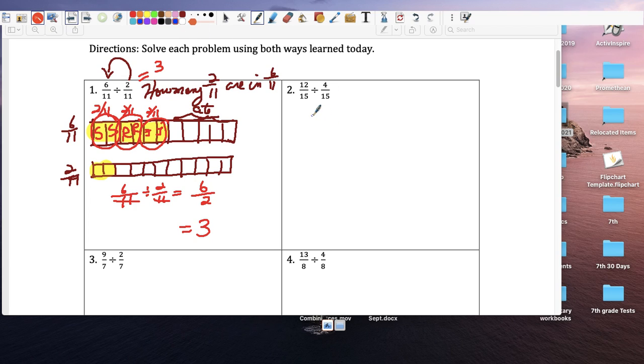Next, let's draw 15. Ooh, should use smaller numbers. That's okay. 1, 2, 3, 4, 5, 6, 7, 8, 9, 10, 11, 12, 13, 14, 15.